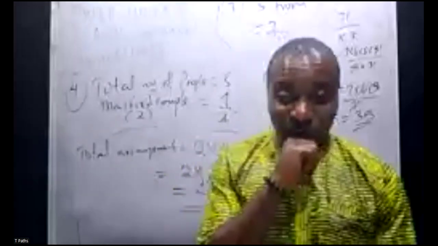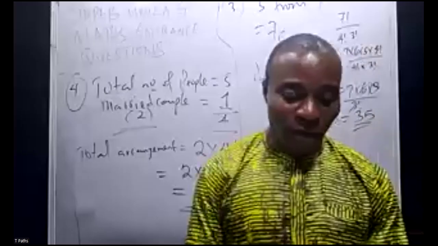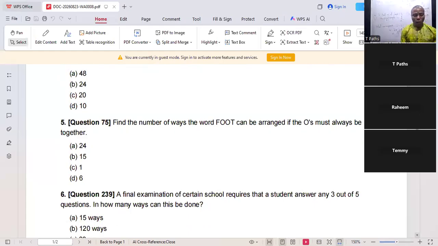Please listen to the question very well. Read the question very carefully. It says, find the number of ways the word foot, F-O-O-T, can be arranged if the O's must always be together. Remember the previous question we just solved, if the couple must sit together. It's just like the same question.